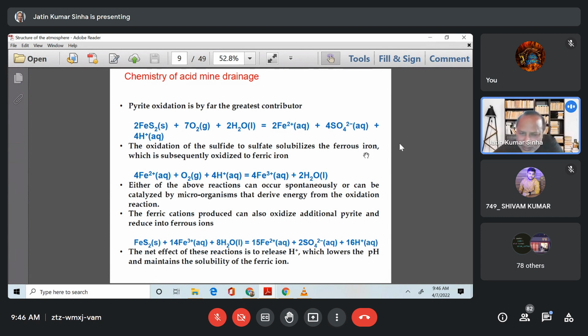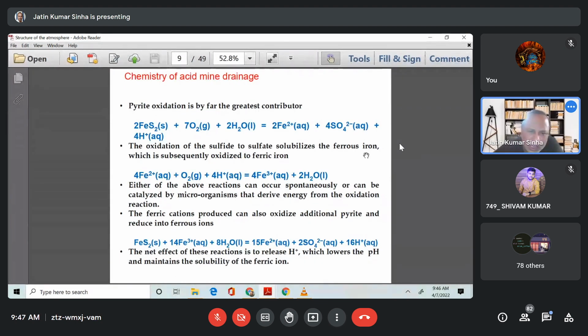So they take the H plus ions and the oxygen, and these are converted to Fe3 plus and H2O. Now, once we have Fe3 plus, which is dissolved in the water system, it also has an oxidizing capability, which can also oxidize the pyrite. So it works as a chain reaction.